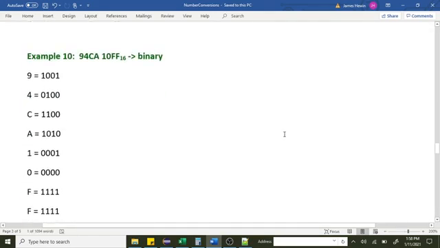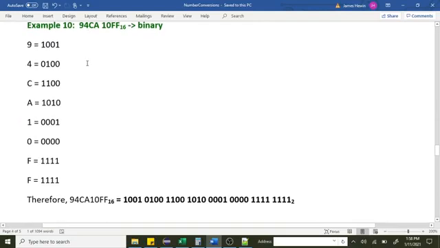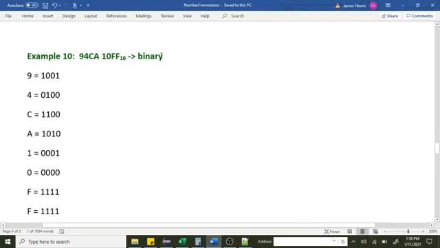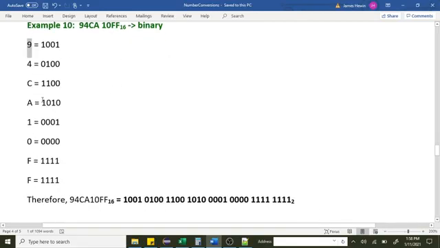And then the same thing going from hexadecimal to binary: you just replace each hex digit with its 4-digit binary number, or 4-bit binary number. So here we have 94CA, 10FF. Just write out its binary representation, and again here it is.